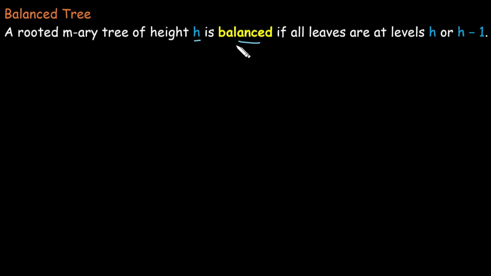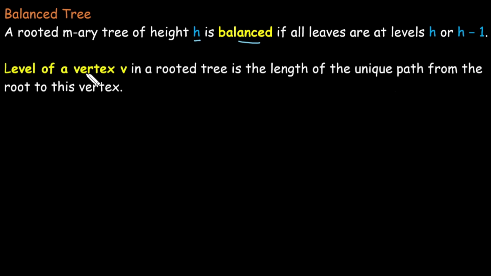To understand what a balanced tree is, first we need to clear up the concepts of the level of a vertex and the height of the tree. The level of a vertex in a rooted tree is defined as the length of the unique path from the root to that vertex. In simple terms, it is the number of edges from the root to that vertex.